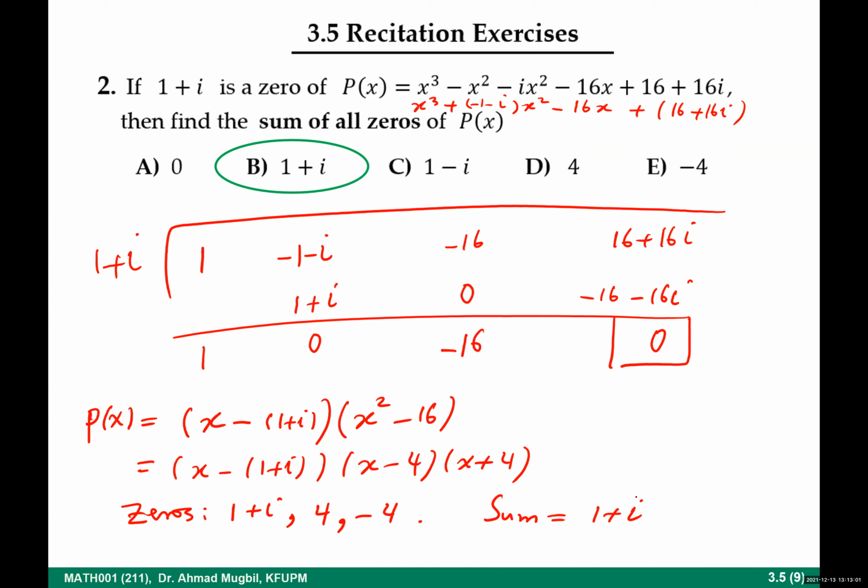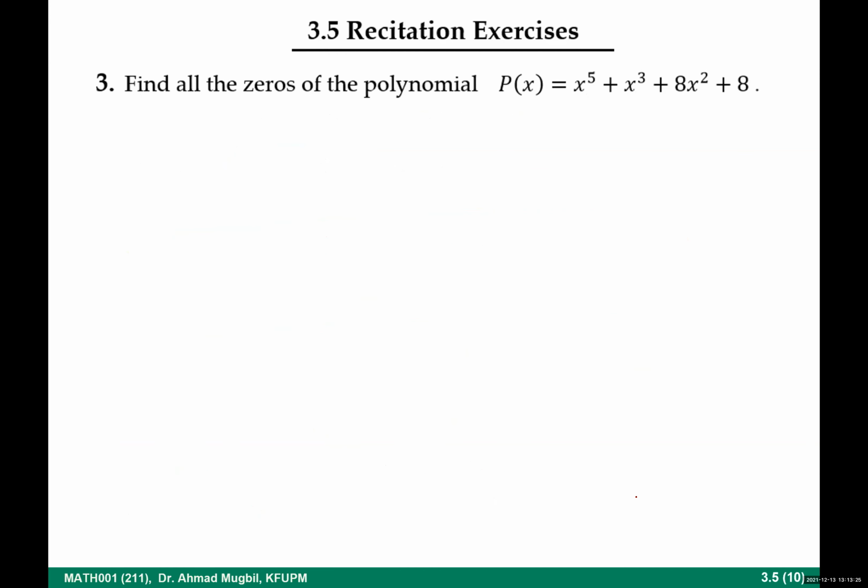Okay. How do we get the first factor of p of x? The first factor, you mean x minus 1 plus i. 1 plus i is a zero. Yes. Then x minus this zero is a factor. This is the factor theorem. If c is a zero, x minus c is a factor. And vice versa. If x minus c is a factor, c is a zero. This is the complete factorization theorem.